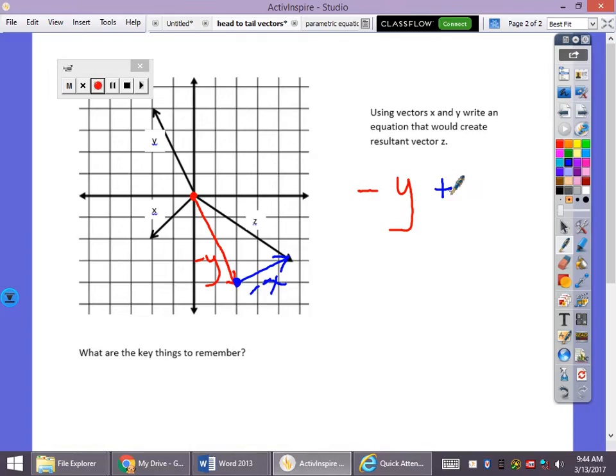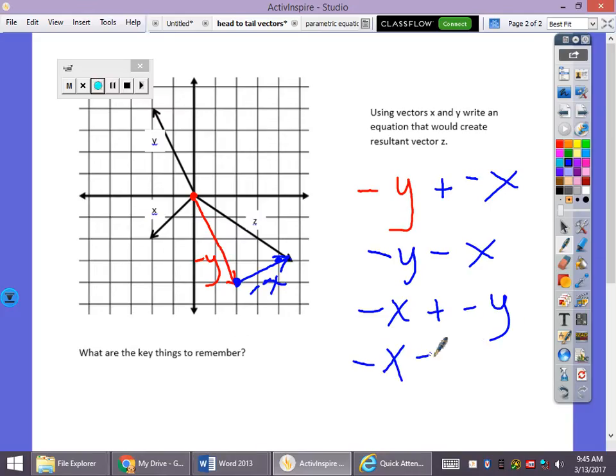Oh, I slightly, hold on. It should be a 2 diagonal. It would have been there. This one's slightly off. It's a 2 diagonal in length. Yeah? Okay. So a negative X. Good. Or you could have said negative Y minus X, negative X plus a negative Y, negative X minus Y.